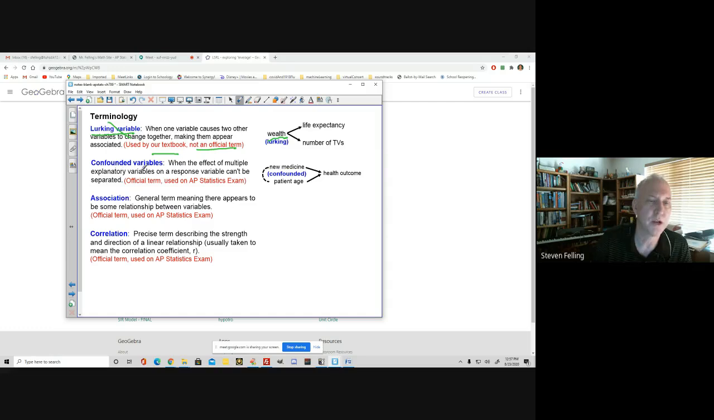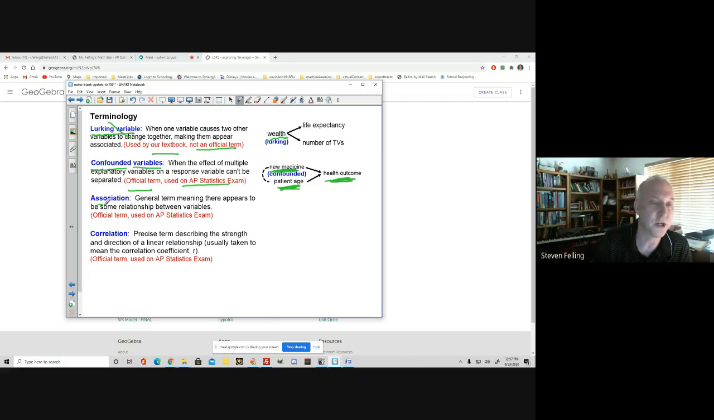But whenever we have two variables where I can't determine their effects being different, those variables are called confounded variables. So let's say, for example, I'm measuring some sort of health outcome, okay? And it could be due to a medicine that I'm giving someone, but it could be that it just reacts differently depending on their age. If I don't control for those things, so I can't tell if I saw a change in outcome because of the medicine or because how young the patient was, then we would say these two variables are confounded. Now that is an official term, and that's used on the AP Stats exam. We'll cover that in more detail in Unit 3 when we talk about experiment design.